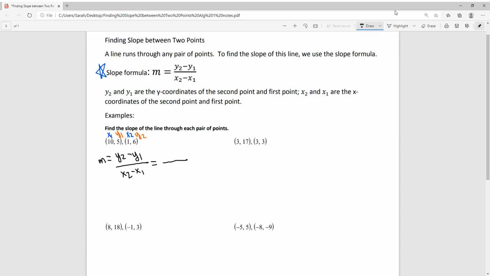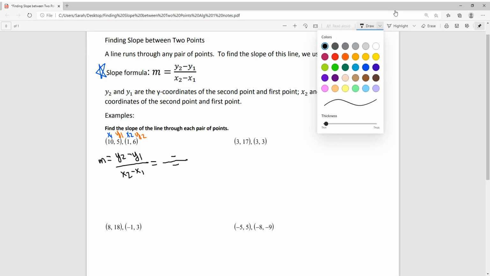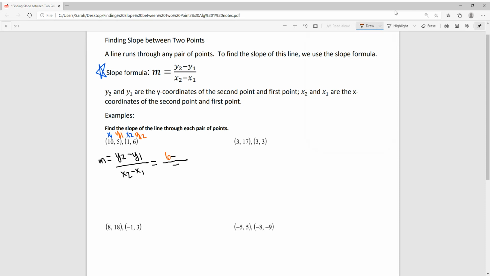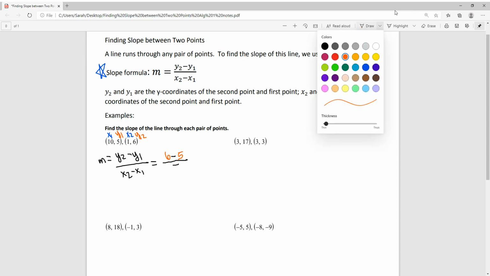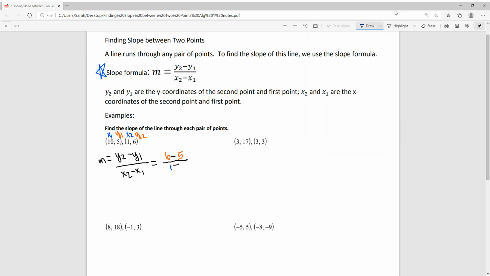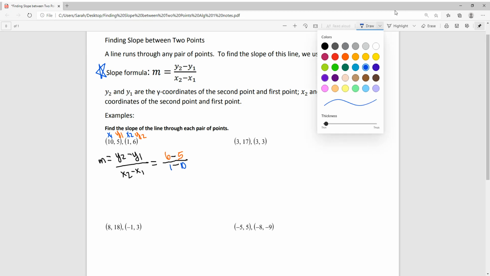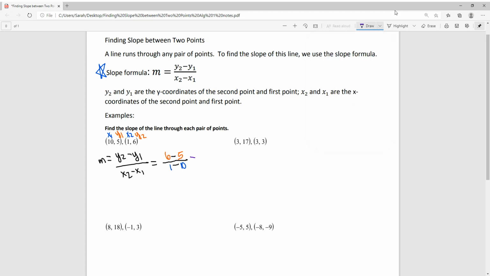And then something else I like to do is I like to kind of preset things up with the minus signs so I don't forget. So if I start by plugging in my y's, y2 is 6, minus y1 is 5. Same idea with the x's. x2 is 1, x1 is 10. From here, to simplify this, I just need to do the subtraction. Up top, 6 minus 5 is 1. 1 minus 10 is negative 9.